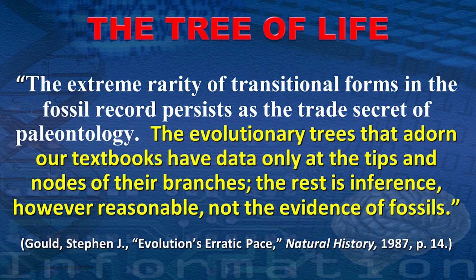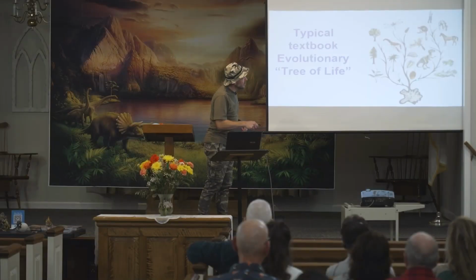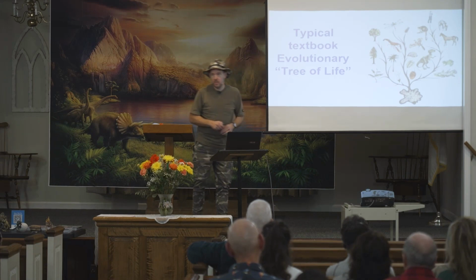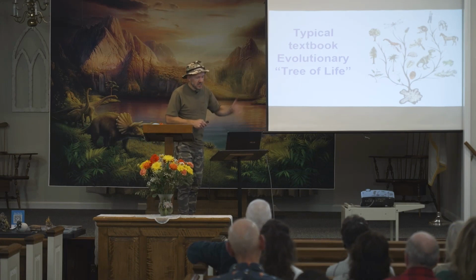So you look in a textbook, you'll see a tree of life like this. What is that? Some goo? Who knows? They don't know. How come we don't see half this and half that? What's right there? We just see fully formed fish, fully formed dinosaur, fully formed horse, fully formed human. Show me the half human, half ape. So with fully formed things, you don't see these transitionals.